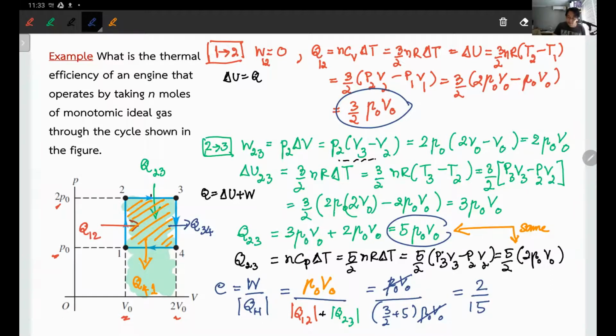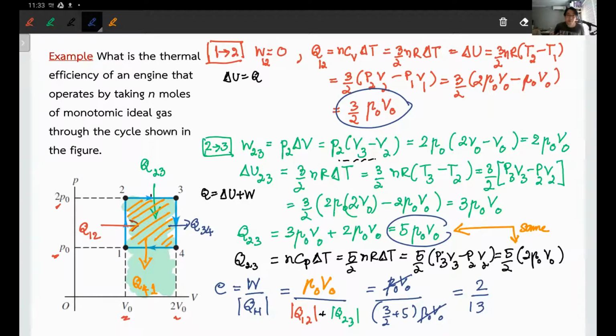That's 13, sorry. Something like this. Actually, you can punch the calculator if you don't want to do fractional numbers and all this stuff. Okay, so it's going to be 2 over 13. That's the efficiency. You can multiply by 100, you get a percentage.